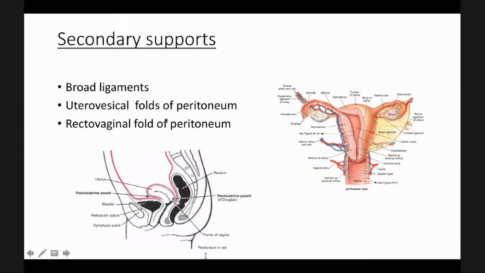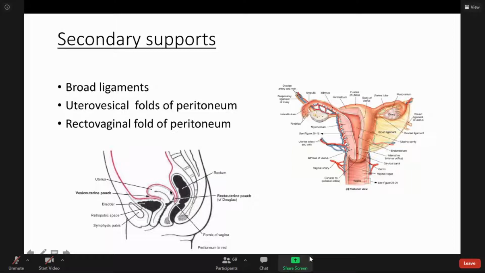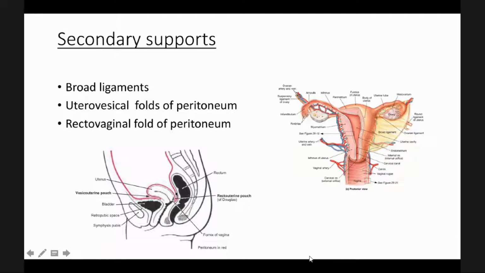Okay, uterovesical fold of peritoneum. See here, this is the parietal peritoneum, which gets reflected onto the surface of the urinary bladder, and at the level of the isthmus it gets reflected, and this reflected part forms the uterovesical fold. Utero means uterus, vesical means the urinary bladder. Uterovesical fold of peritoneum, then it will cover the fundus, then body, then isthmus, the cervix, going up to the posterior fornix. After going to the posterior fornix, it gets reflected as the rectovaginal fold of the peritoneum.